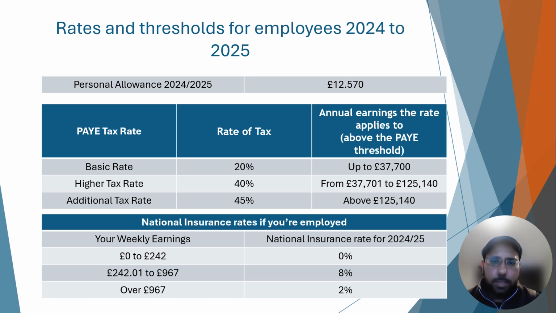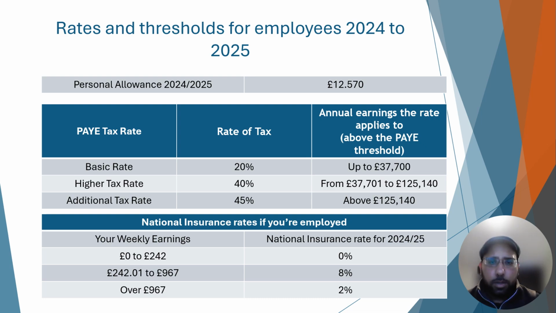So if you're a basic rate taxpayer, for example, and you earn £37,700 a year, you would have to minus £12,570, and so you'll only be taxed on £25,130. And of that £25,130, you will be paying 20% tax.